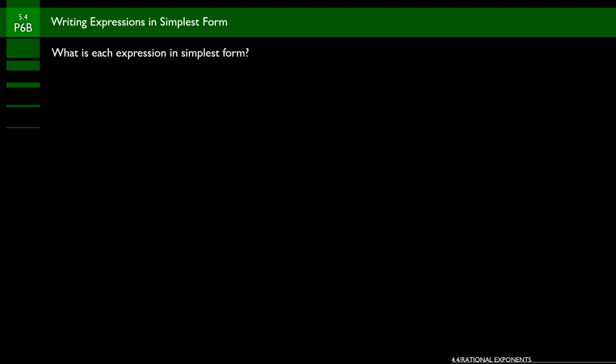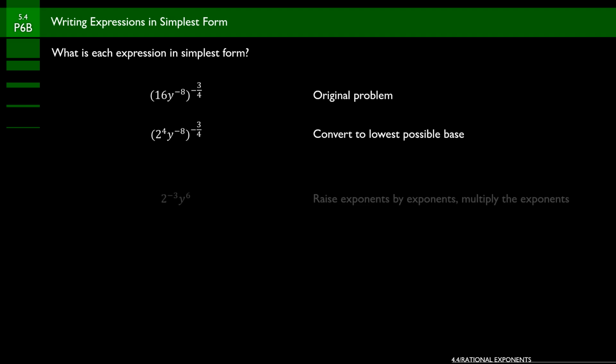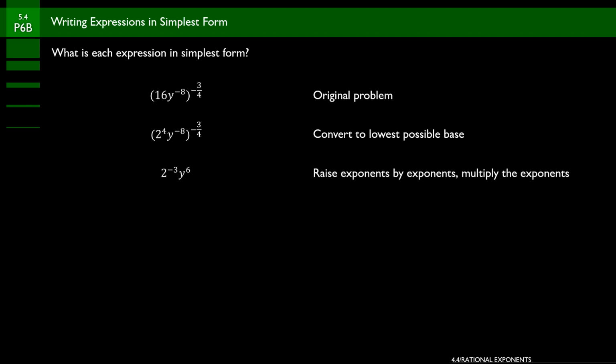Finally, we've got 16y to the negative 8th raised to the negative 3/4. So again, let's convert everything to its lowest possible base, which is going to be 2 to the 4th, y to the negative 8th, and then raised to the negative 3/4. Then distribute the negative 3/4 through to both the 2 and the y. When we do that, we end up with 2 to the negative 3rd, y to the 6th.